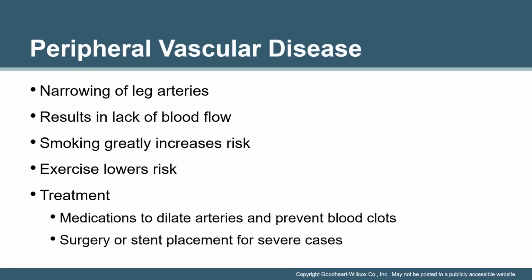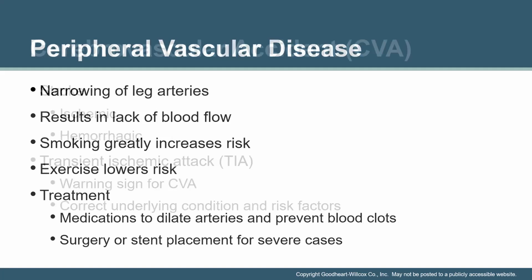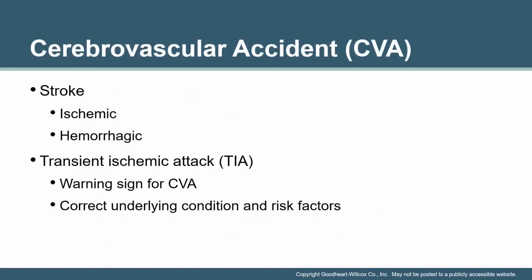When we have peripheral vascular disease, or PVD, this is a condition characterized by the narrowing of the arteries in the legs. This results in a lack of blood flow. It is noted that smokers have an increased risk and that exercisers have a lower risk. So to treat PVD, medications to make sure the arteries are dilated, prevent clots, and you can get surgery or stents here as well. Now, if you experience a CVA or cerebrovascular accident, included in this category would be stroke.